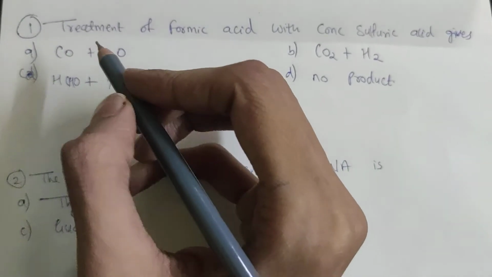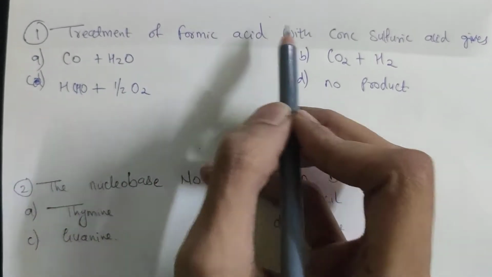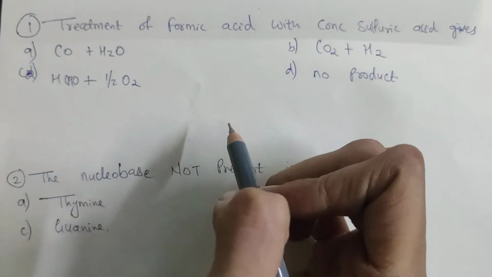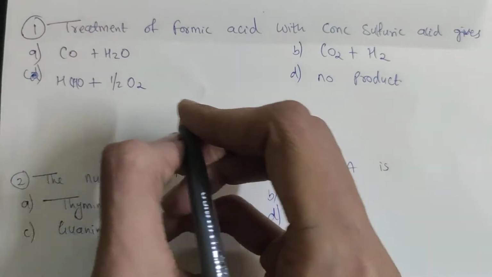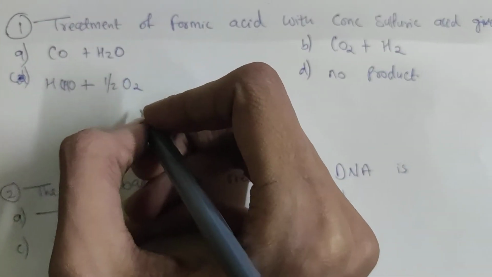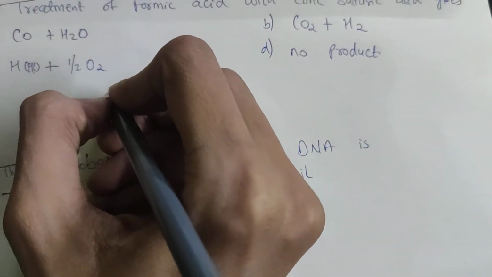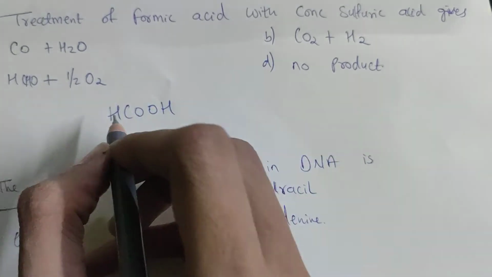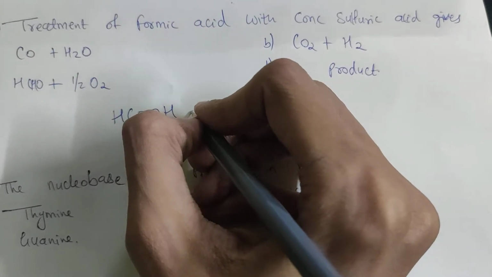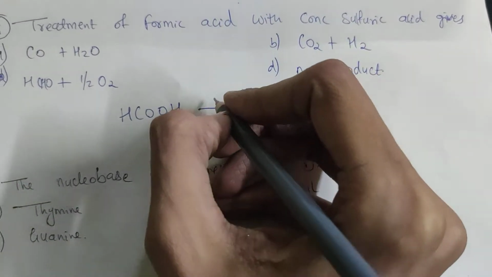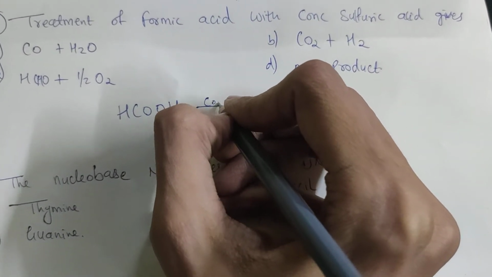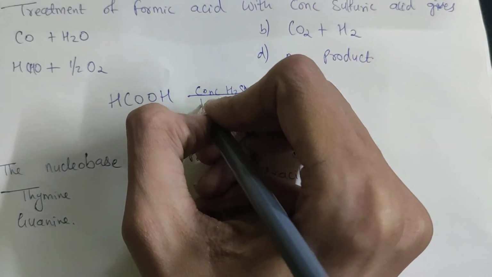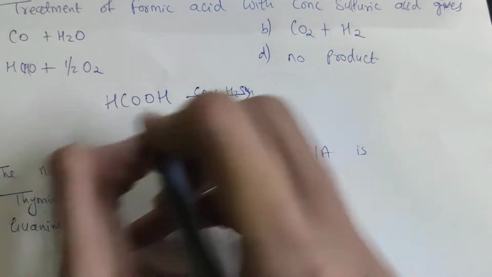The first one says that the treatment of formic acid with concentrated sulfuric acid gives, and there are 4 options. Now we should know what formic acid is, right? So formic acid is, okay, this is formic acid. Now to it we are adding concentrated H2SO4 and we are going to heat it.